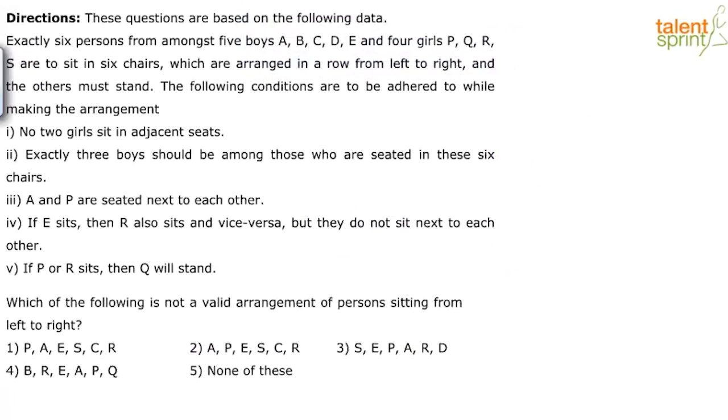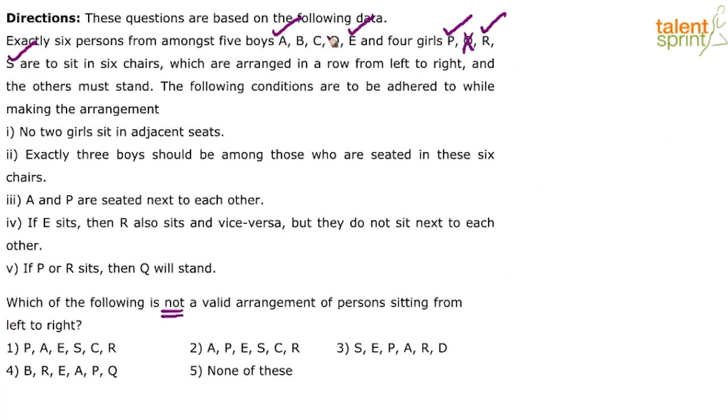Now before we go to the next question, remember A and E are definitely in, P, R and S are definitely in. Now here's the next question. See what it says. Which of the following is not a valid arrangement of persons sitting from left to right?